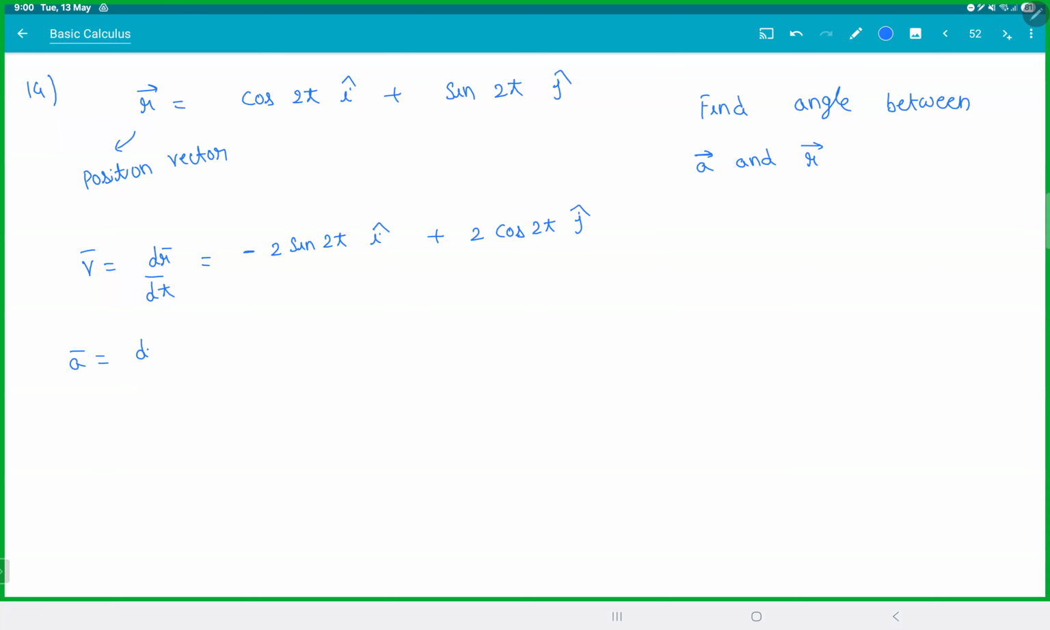So acceleration is dv by dt. Every time you differentiate that sin and cos, 1, 2 will keep coming out. Sin's differential is cos 2t, but 2t's differential, 2, will come out again. So it will become minus 4 cos 2t. Cos's differential will be minus sin 2t, so 2 will come out again, minus 4 sin 2t. I hope everyone got this. Anyone is confused here, please ask me, I'll show you.